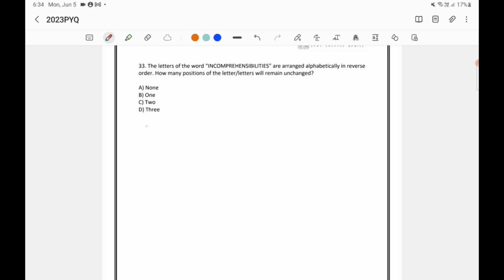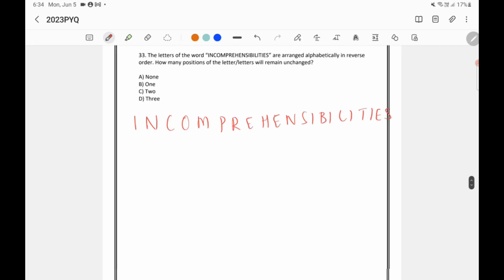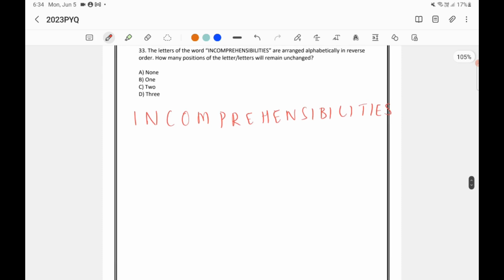So I am writing "incomprehensibilities" again. Incomprehensibilities. So this is a very big word. So this many letters are there. Now, from here I am identifying the different letters. If you look at I, how many I's are there? 1, 2, 3, 4, 5 I's are there. So I am writing 5 I's.